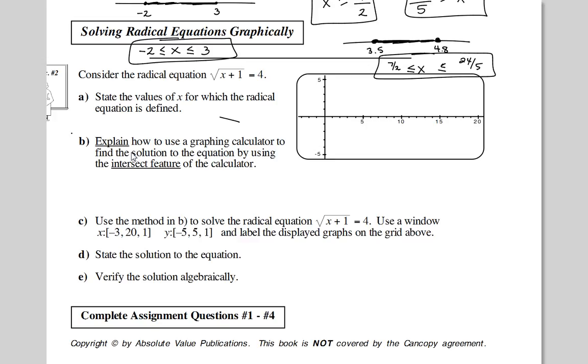Okay, solving radical equations graphically. This is basically just calculator work, so I'll show you how to do this. Circle the left-hand side and put LHS. Circle the right-hand side, RHS. And in the calculator, you just type the left side into Y1, the right side into Y2, and then you check where they cross.